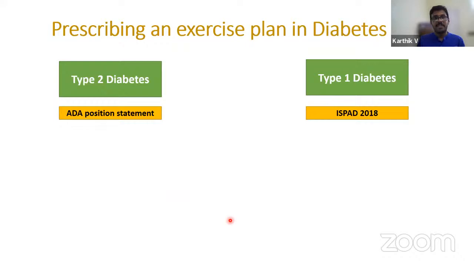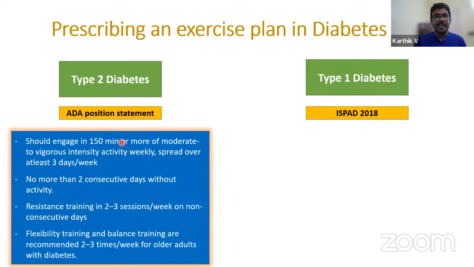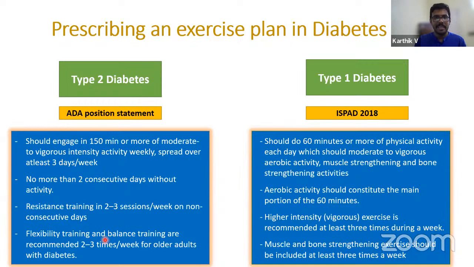And prescribing an exercise plan for diabetes, the ADA says that you should engage in at least 150 minutes of moderate to vigorous intensity per week, spread over at least 3 days per week. Okay, and resistance training in 2 to 3 sessions and flexibility training in 2 to 3 sessions, not going into the type 1 recommendations given by ISPAD.